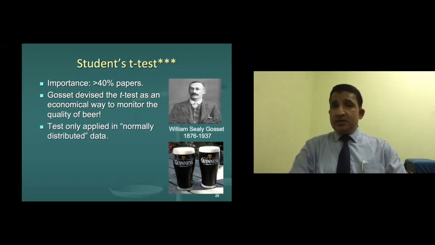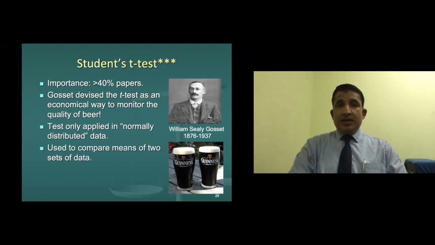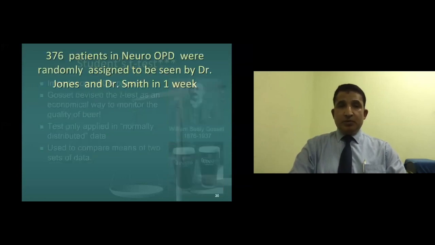This test again is applied only in normally distributed data, as I said earlier, and it is used to compare the means of two sets of data. You have two sets of data, you want to compare the means, and you want to see whether these two means are different or not, you apply Student's t-test.